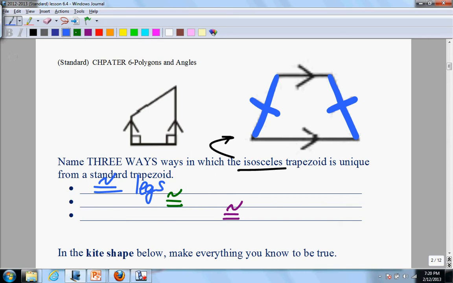Next congruency: sweep this angle and this angle connected to the base, hatch, and sweep this angle and this angle connected to the other base, double hatch. Those are called base angles. And in an isosceles trapezoid, those are congruent. So you have congruent base angles.